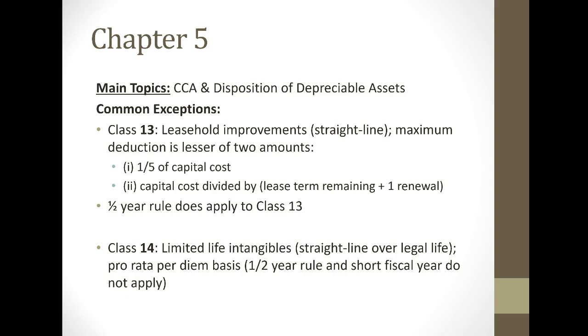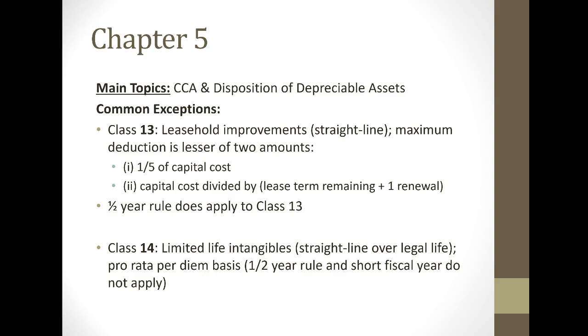Now, another common exception to declining balance is Class 14. Class 14 deals with limited life intangibles. Now, CCA is calculated on a straight line basis over the legal life. Now, once again, with Class 14, it's a little bit different, where CCA is calculated on a pro rata per diem basis. What that means is the half-year rule and the short fiscal year rule does not apply.